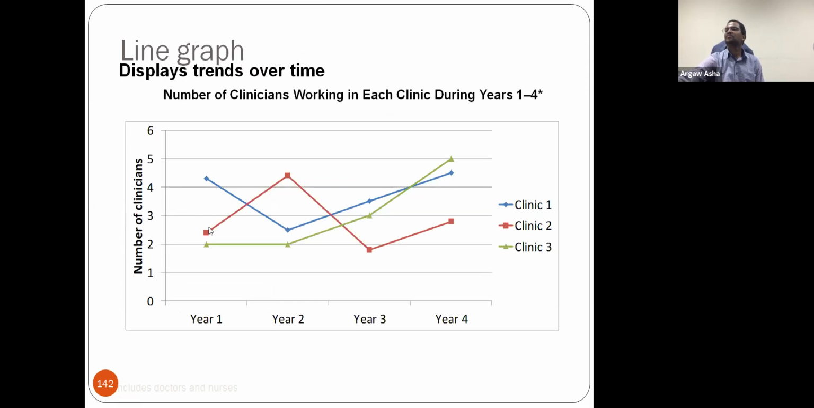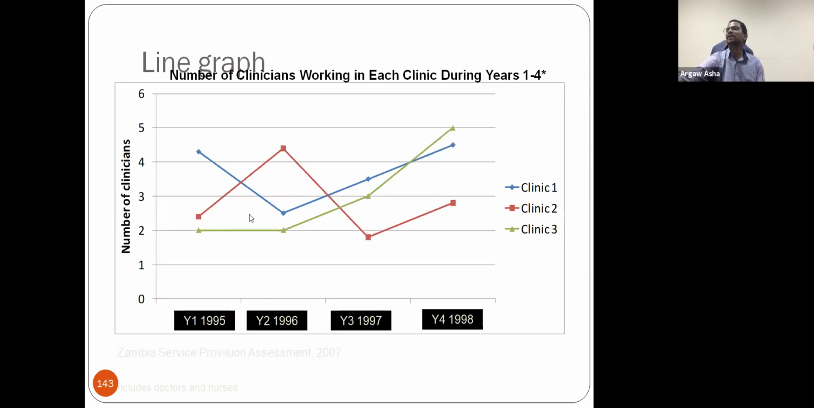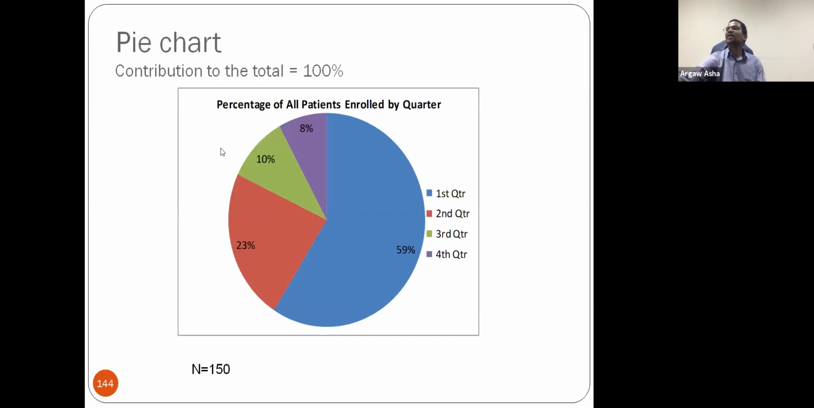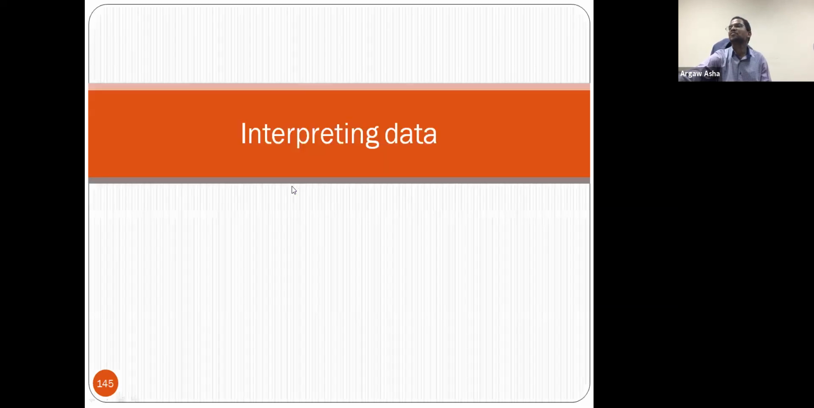Another is the line graph. It displays trends, as I said before, one against another, the same year 1, year 2. The same data can be placed in different ways. Another is the pie chart, to compare what the proportion looks like from the total. For example, 8% of the total, 10%. Percentage of all patients enrolled by quarter, you can use as an example. So when we choose pie chart, Gantt chart or line, correlation, check.